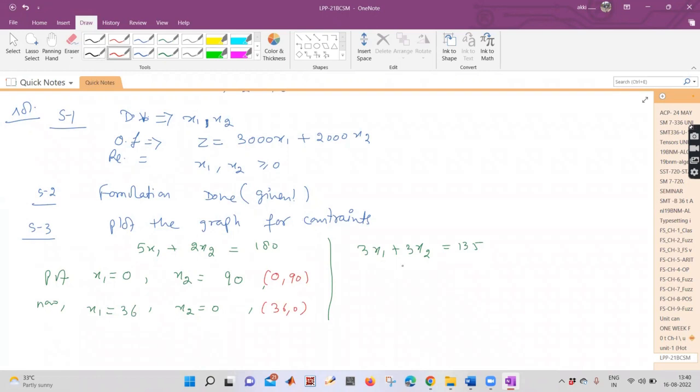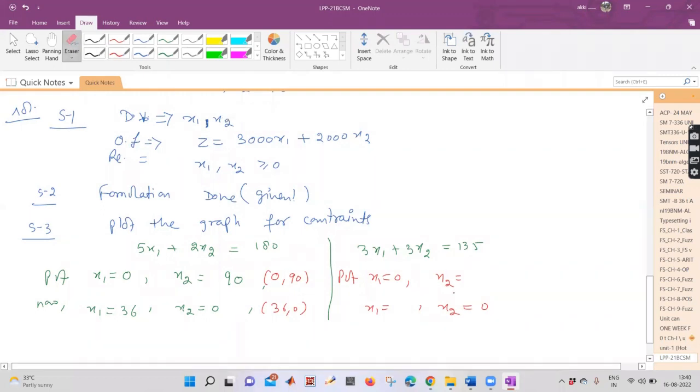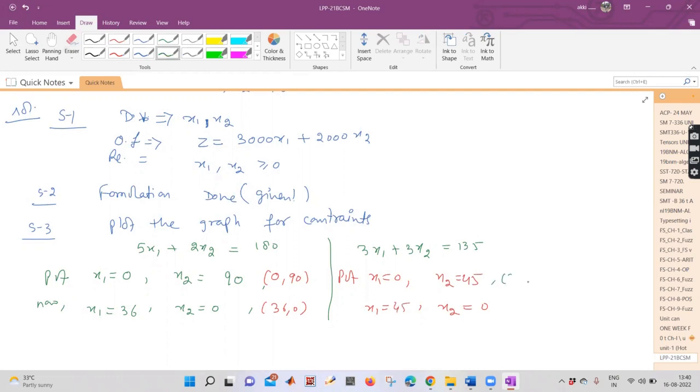Next, similarly, give me the points for this constraint. Now put x1 equals to 0, find the value of x2. Then you put x2 equals to 0, find the value of x1. Very good. Anyone else who has got the value? So here we are getting x2 as 45 and x1 is again 45. So your coordinates here are 0, 45 and 45, 0. Good. Correct. Fine.